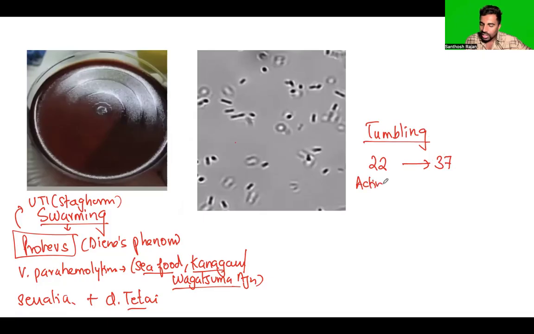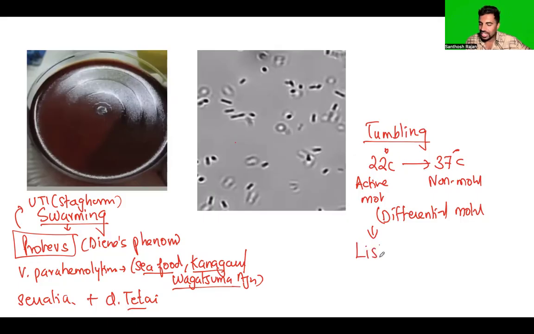So, active, that is motile at 22 degrees Celsius. At 37 degrees Celsius, it is non-motile. So this is called differential motility also. Because of this, we also call it tumbling motility or differential motility. So this is characteristic for your Listeria monocytogenes.